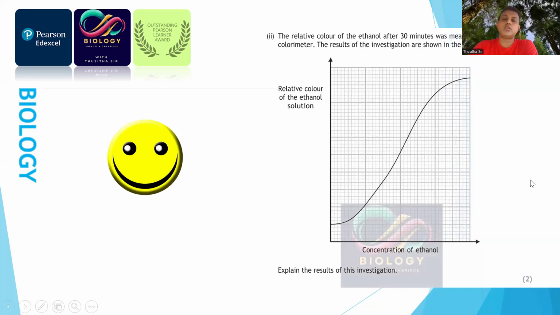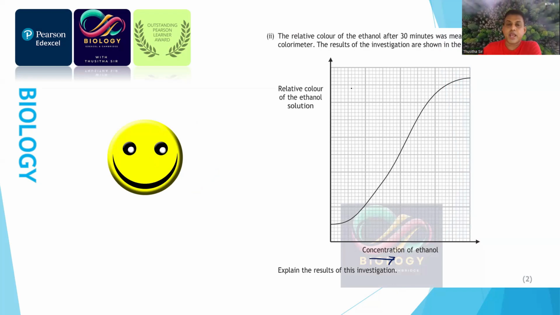The relative color of the ethanol after 30 minutes was measured using a colorimeter. The results of the investigation are shown in the graph. Concentration of ethanol: here they are increasing, the pigment leaks out, and this color intensity was measured using a colorimeter.